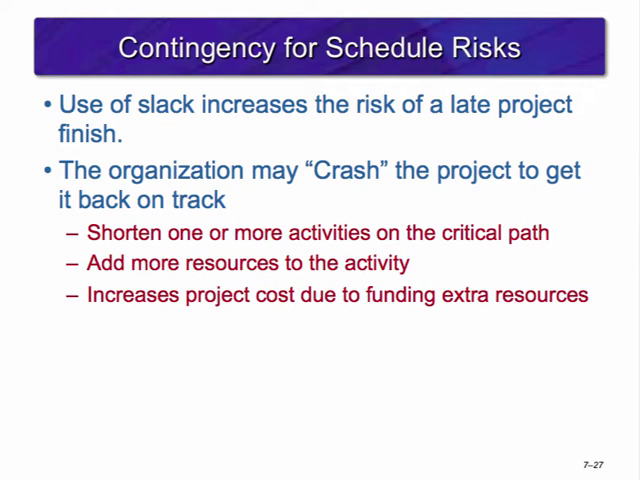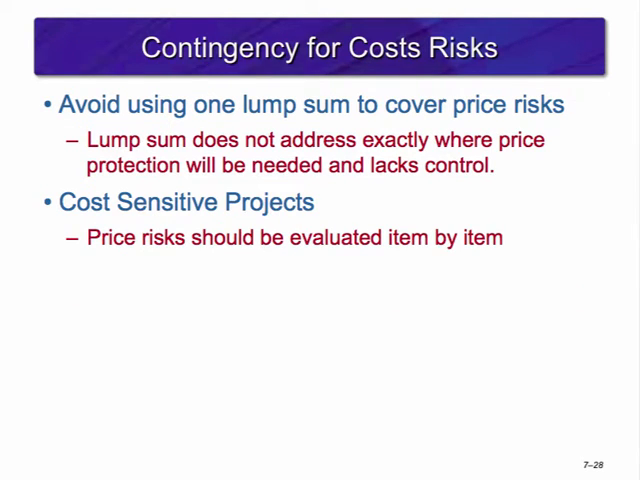Organizations will often ignore the threat of a project coming in behind schedule until it surfaces. One cause of schedule risk is the use of slack through the project. Once schedule risk is identified, the response is often to crash the project to get it back on track. This involves shortening one or more of the activities on the critical path and/or adding additional resources to the activity to complete it sooner. However, crashing increases the project costs due to funding the extra resources.